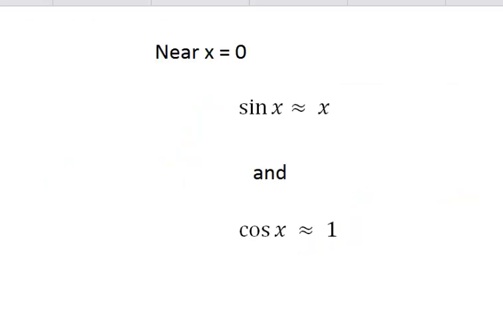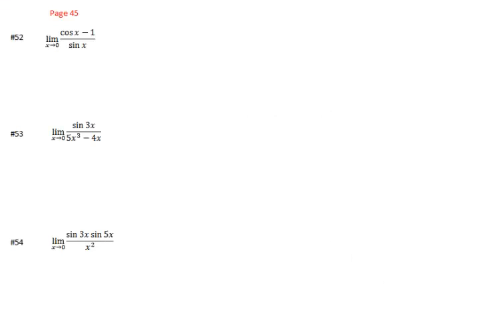If we summarize this, then near x equals 0, sine x looks a whole lot like just plain old x, and cosine x looks a whole lot like just the constant function 1. And with that understanding, we can calculate other limits very easily.